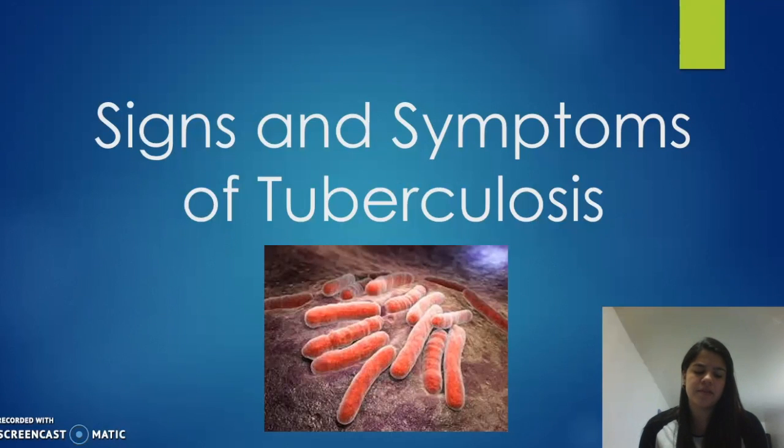I'm going to talk about symptoms and signs of tuberculosis. Signs and symptoms for tuberculosis of the brain, spine, kidneys, lungs vary depending on the organ it affects. However, there are multiple and similar indicators of tuberculosis presence.